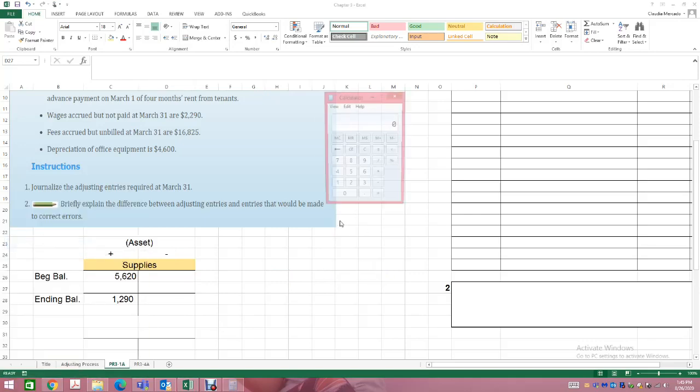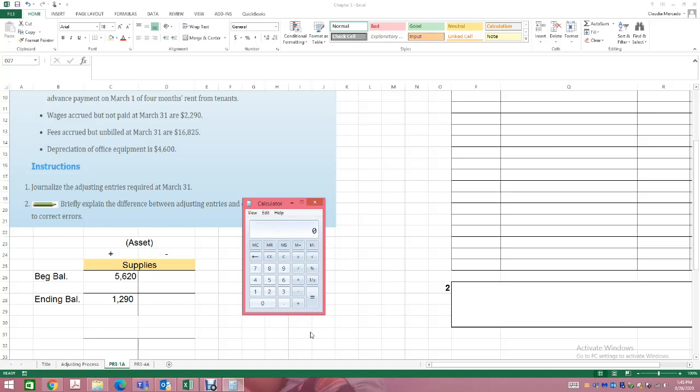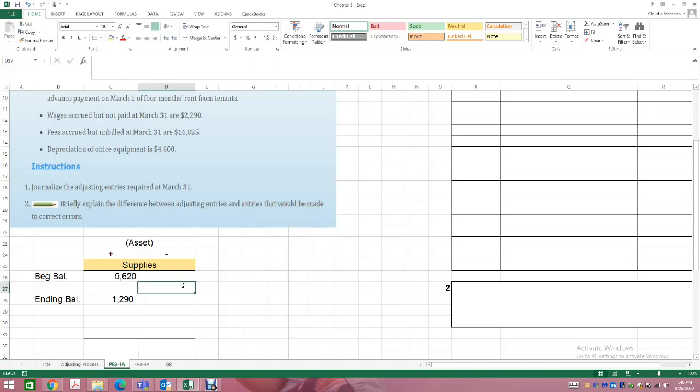Well, let me get my calculator out. I know that I started with 5620 and I ended up with 1290. So that means that during the month I used up $4,330 of supplies. That entry needs to go on the right hand side to make your supplies T account balance. So my beginning balance was 5620. I used up 4330, and that's a decrease because you used it. So now my ending balance is 1290. That is your adjustment amount.